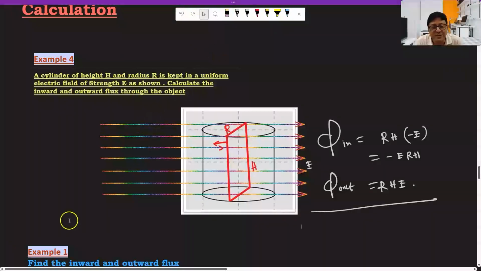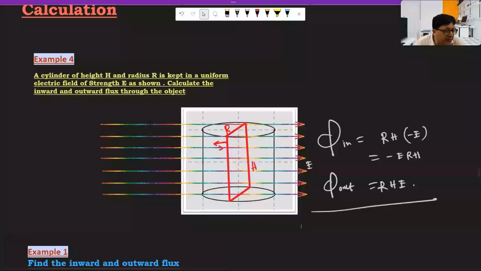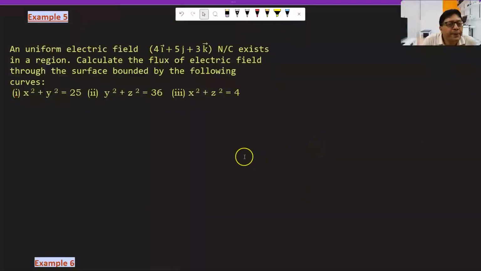You can try sums from your textbook as well as from H.C. Verma, Irodov or Resnick, Halliday and Krane. This concept will help you a lot to solve JEE problems also. A few more complicated cases are there.